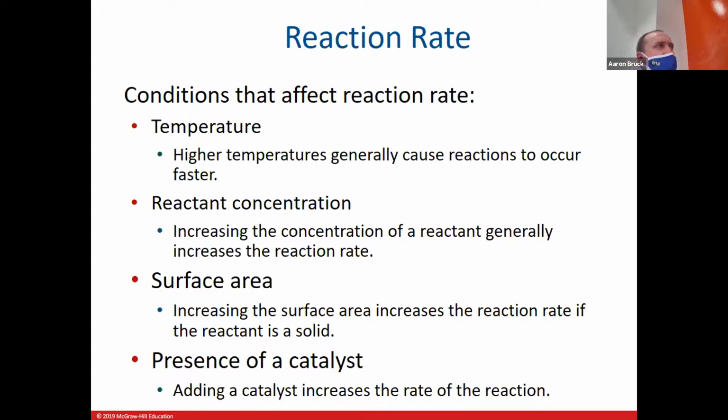Finally, we can look at catalysts. Catalysts are things that will increase the reaction rate itself, but they themselves do not actually participate in the reaction. So catalysts never are used up by a chemical reaction, but they generally help the reaction to take place more quickly.